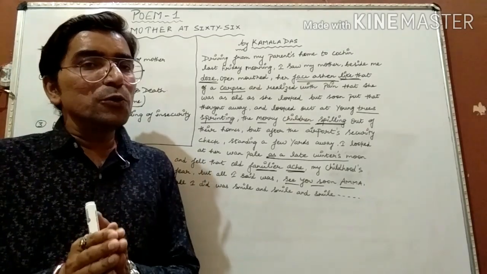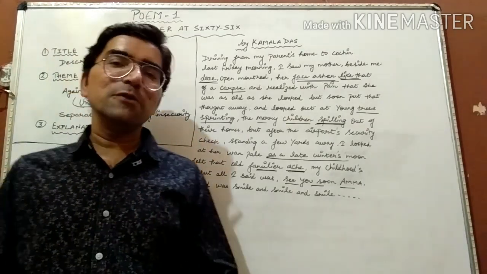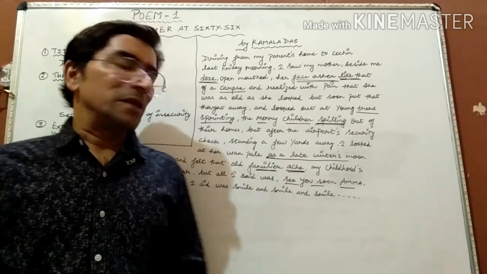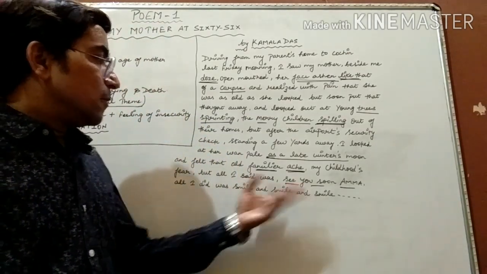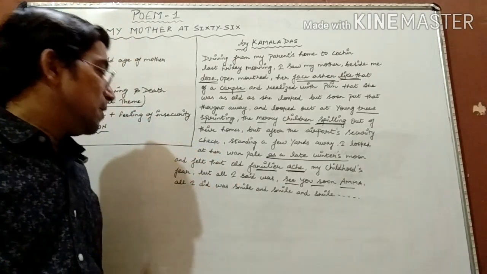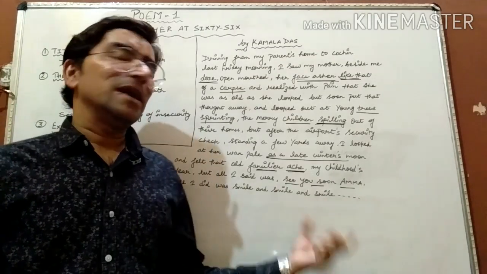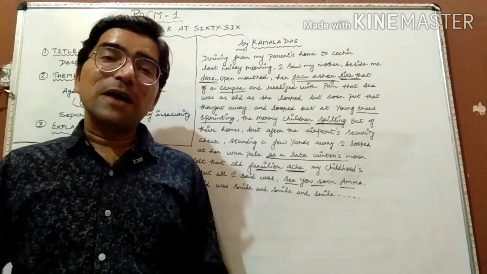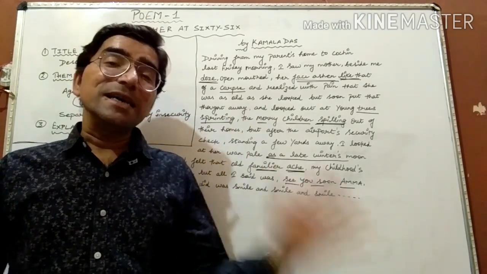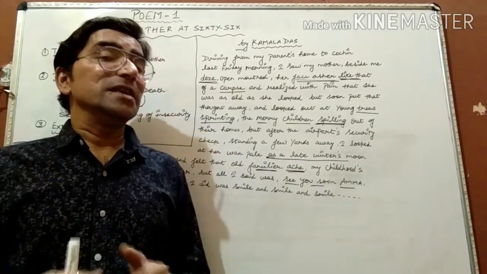She does not want to lose her mother, because no child wants to lose her parent or lose her mother. Now, my childhood fear, I said, was, see you soon, Amma. All I did was smile and smile and smile. And the final statement shows that the poet is smiling while parting away from her mother.